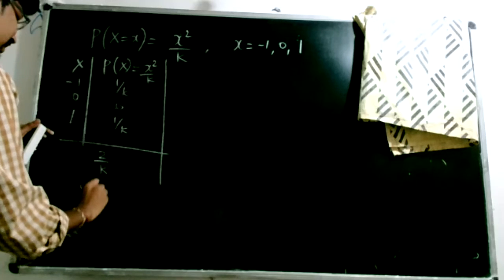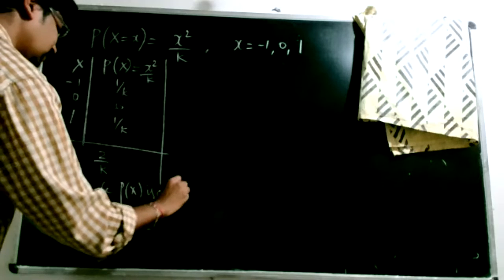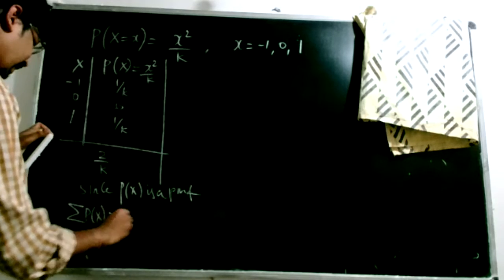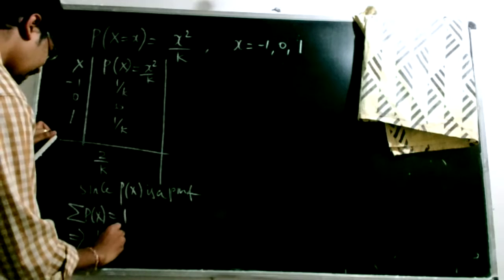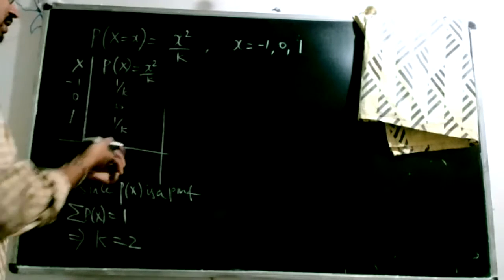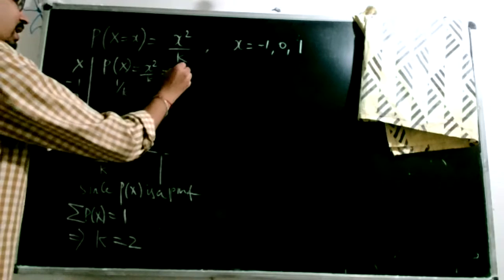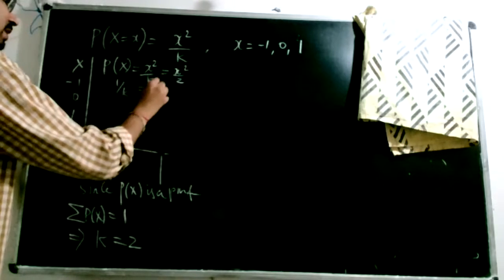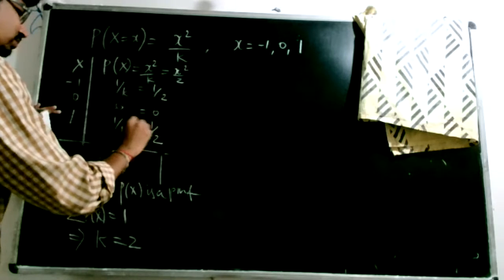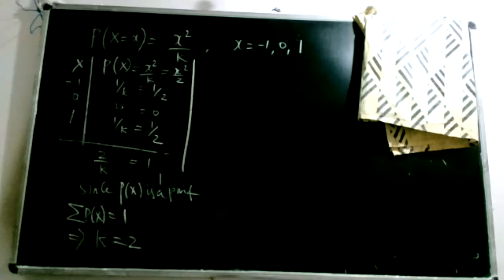Now since px is a PMF, sigma px is equal to 1, which implies k is equal to 2. So this function x squared by k is now the same as x squared by 2. So this will be 1 by 2, 0, 1 by 2. So the total becomes 1. So this is the PMF.